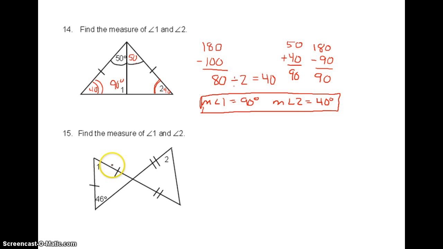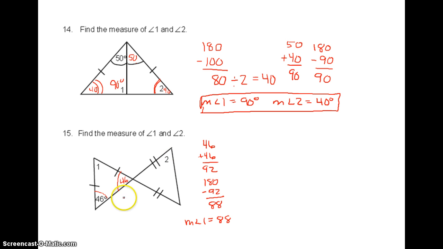And now 15. Find the measure of angle 1 and the measure of angle 2. Okay, let's just take this step by step. We've got our tick marks here. That means this angle, let's go over to this one, so this is 46, so is this. Okay, let's stop there. Let's find the measure of angle 1. 180 right here. So we're going to do 46 plus 46. That's 92. And 180 minus 92 equals 88. So that's the measure of angle 1. Measure of angle 1 equals 88.